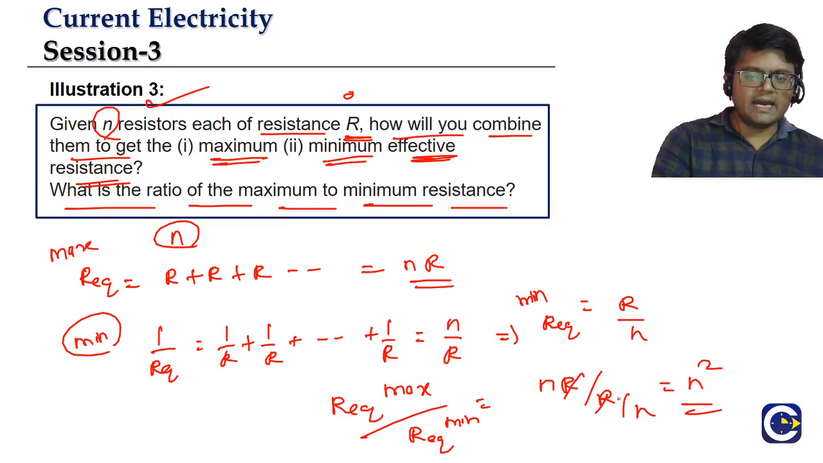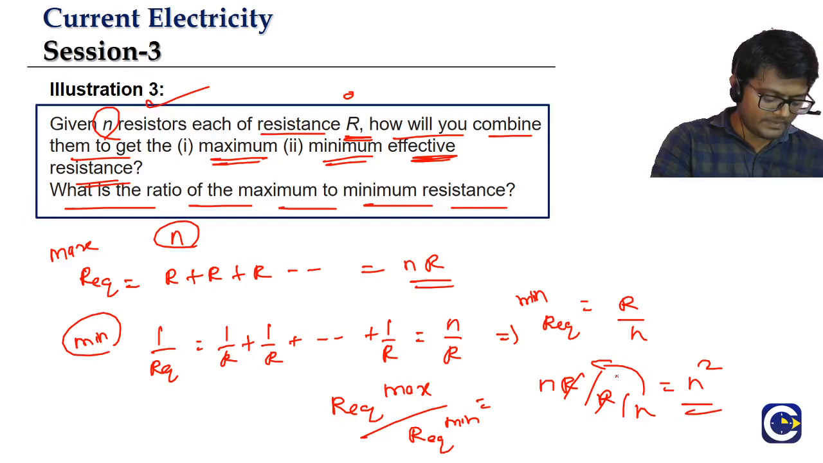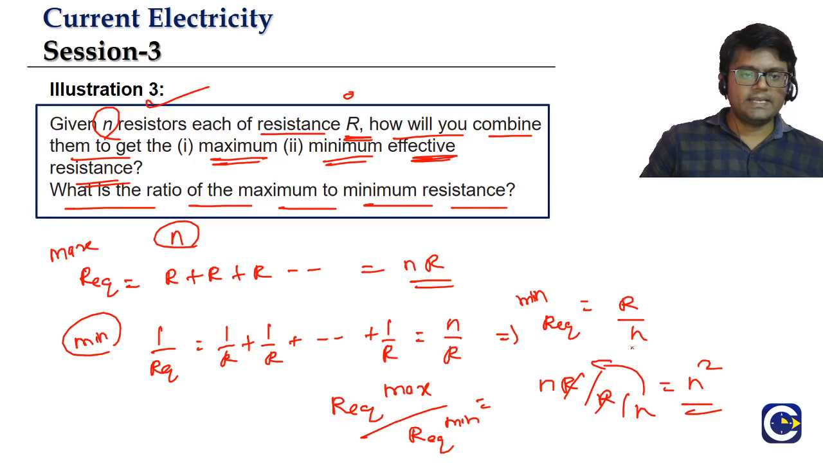The ratio will be N R divided by R by N, right? So R will be cancelled. The N will go to the numerator. What will be the answer, guys? It will be N square. Clear? The ratio of the maximum to minimum resistance will be equal to N square.